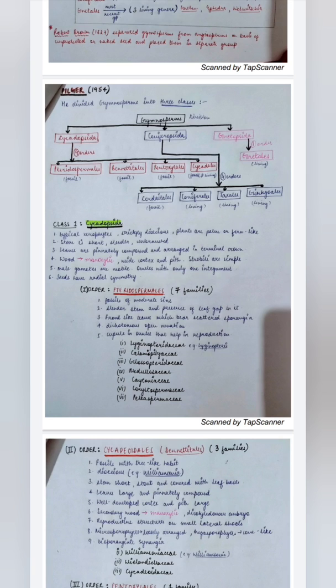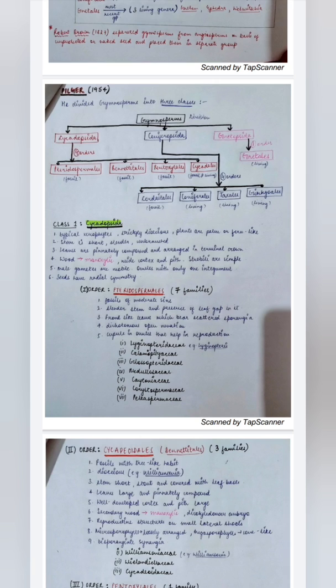Starting from the first class, Cycadopsida. The characters of the Cycadopsida class: they are typically xerophytes, strictly dioecious. Plants are palm or fern like. Stem is short, slender, and unbranched. Leaves are pinnately compound and arranged in a terminal crown. Wood is monoxylic. Monoxylic wood is wood that has less xylem tracheids and more parenchyma. It has a wide cortex and pith.